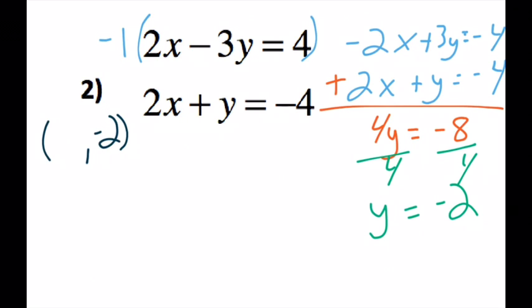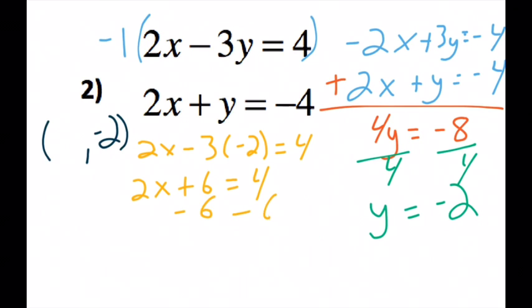Now I'm going to take negative 2 and plug it back in and solve for x. I'm going to go ahead and put it back into the top one. So I have 2x minus 3 times negative 2 equals 4. So 2x plus 6 equals 4. I'm now going to subtract 6 from both sides. So 2x equals negative 2. Divide both sides by 2 and x equals negative 1.